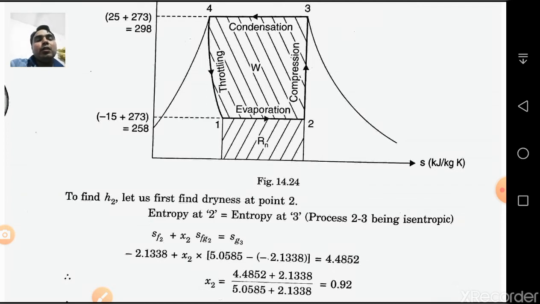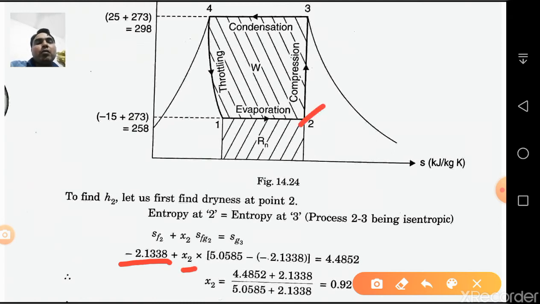So entropy S2 equals S3. So S2 equals SF2 plus X2 SFG2 equals SG3. Point 3 is a gas or a vapor, so SG for gas. From the table we take the values at point 2. At point 2 the temperature is minus 15 correspondingly. The liquid entropy is given as minus 2.1338, and the dryness fraction at point 2 we do not know, so it is calculated.